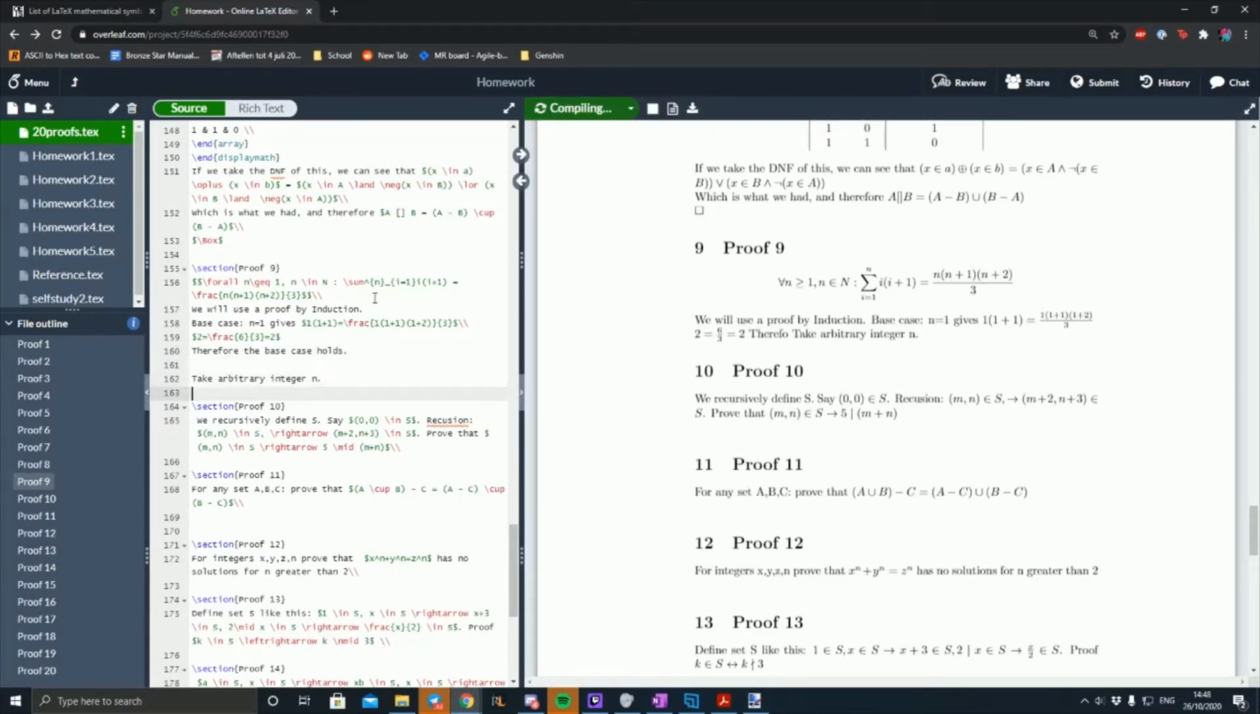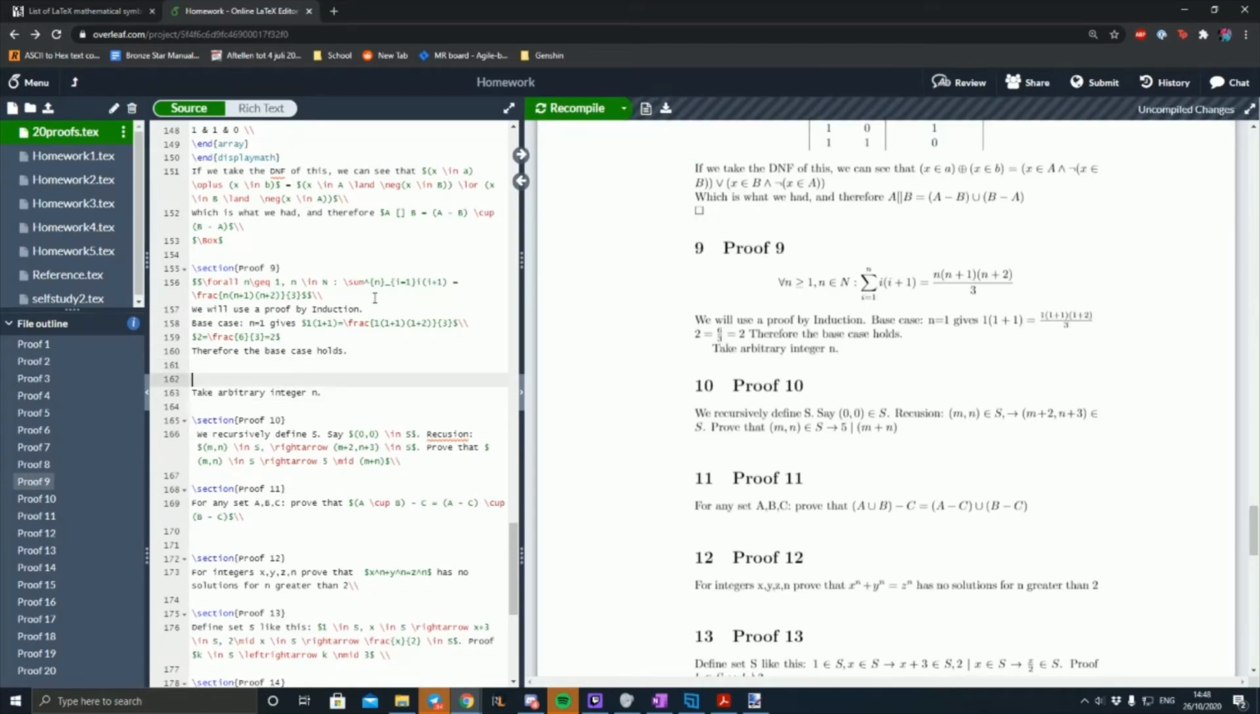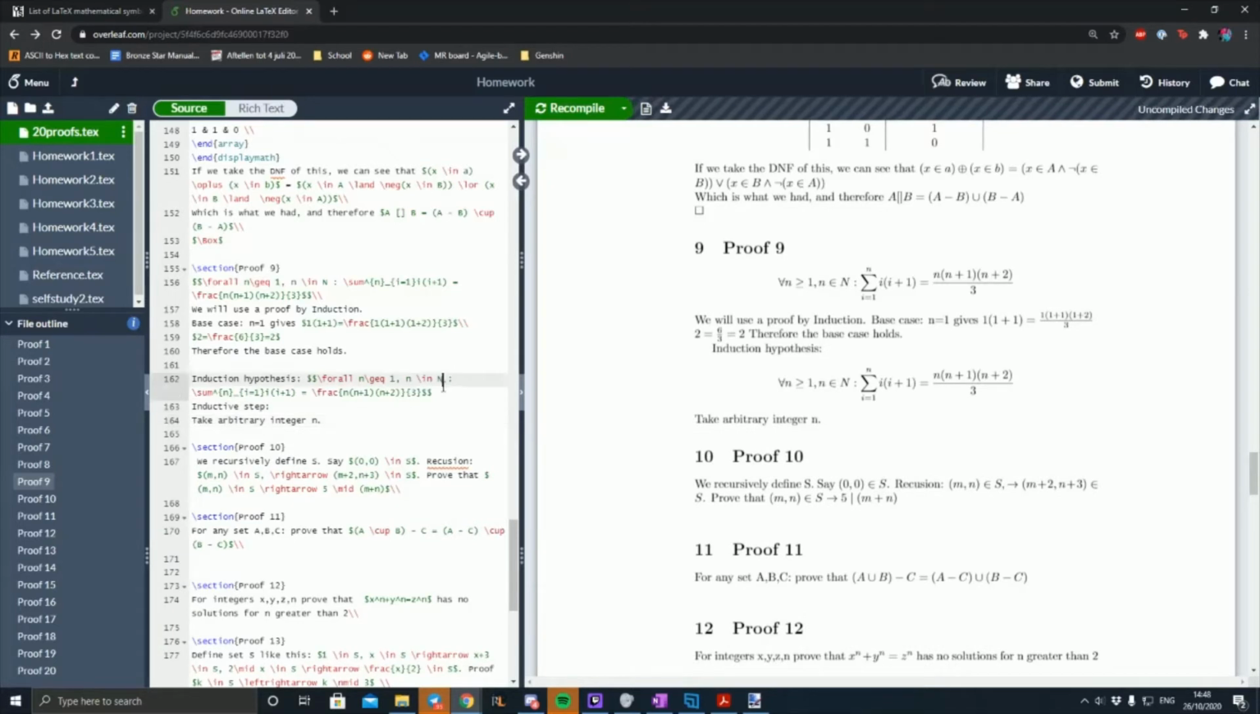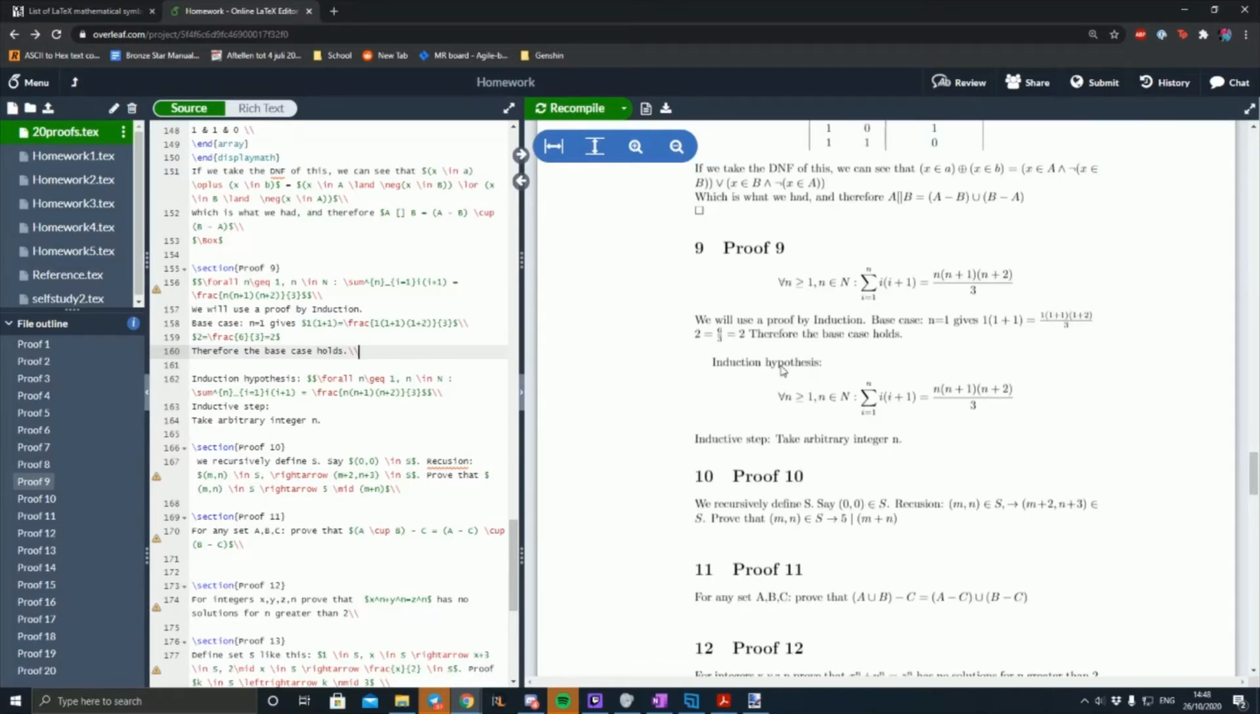Take arbitrary integer n. Induction hypothesis, and that is that for all, just this whole thing. Inductive step. Let me put some more backslashes. You can never have too many backslashes. Okay, take an arbitrary inductive step.